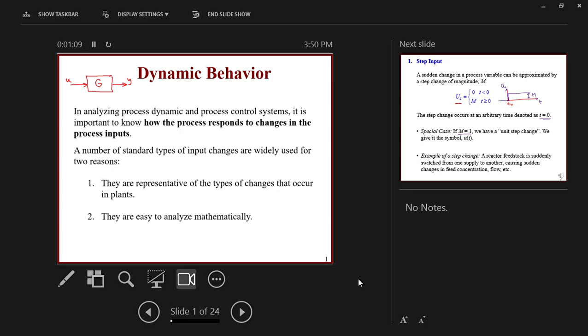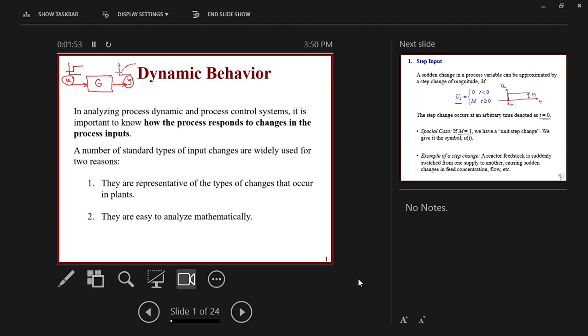Now, if this U changes in a certain manner, let's say U suddenly changes from one value to another value, we call this a step function. Then we need to know how the Y, the output of the process, will be affected based on the effect of U. So studying the effect of the input U on the output with respect to time is called the dynamics of processes.